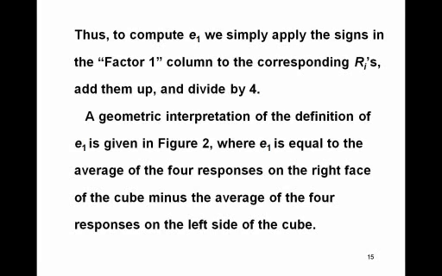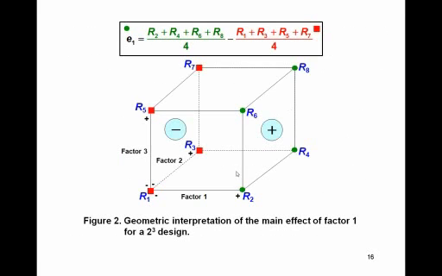E sub 1 is equal to the average of the 4 responses on the right face of the cube minus the average of the 4 responses on the left side of the cube. So here is our cube. If we look at factor 1, it goes from its minus level to its plus level. Factor 2 goes from its minus level to its plus level. Factor 3 goes from minus to plus. Here is the right face of the cube.